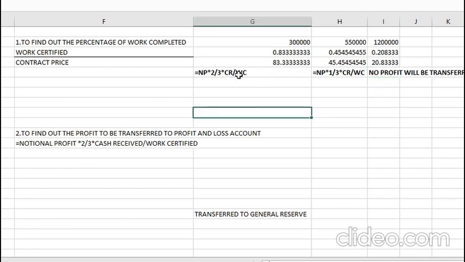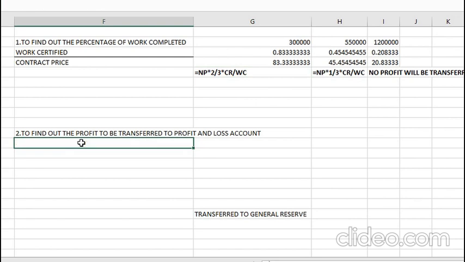So according to the first alternative, the formula is 2/3, and according to the second alternative, the formula is 1/3. You need to remember the rule, that is, all the three rules: when profit will not be transferred, when it will be transferred by 2/3, and when it will be transferred by 1/3. After we get this, we need to calculate according to the formula based on the contract price.